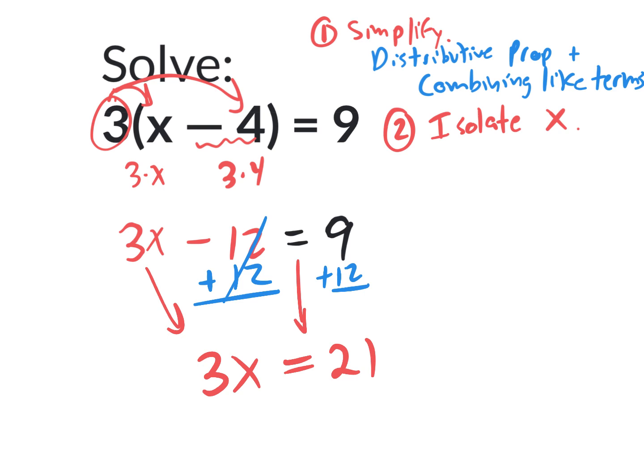So we're down to our one-step equation here. This is really saying 3 times x equals 21. I don't want the multiplication of 3 in front of the x. So I get rid of multiplying by 3 by doing what? Dividing by 3. What you do to one side, do to the other. So your final answer is x equals 7.